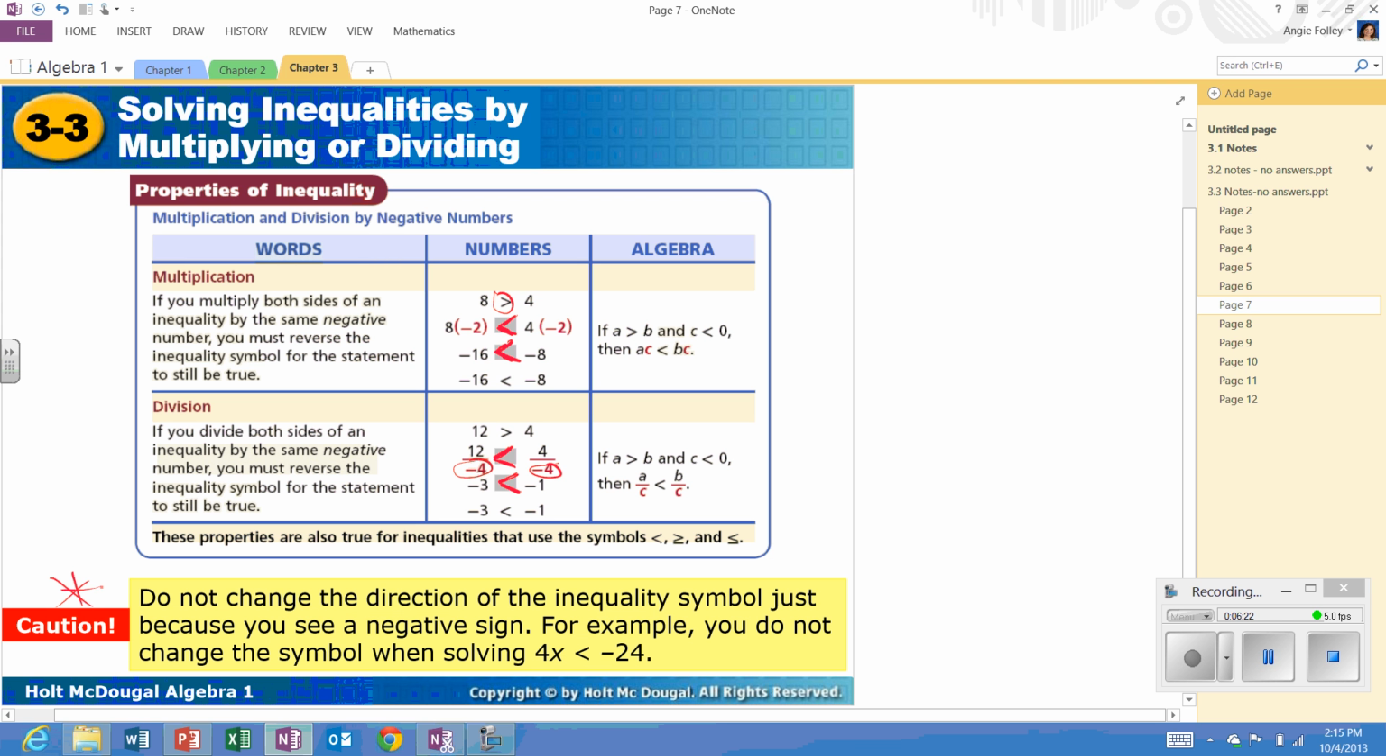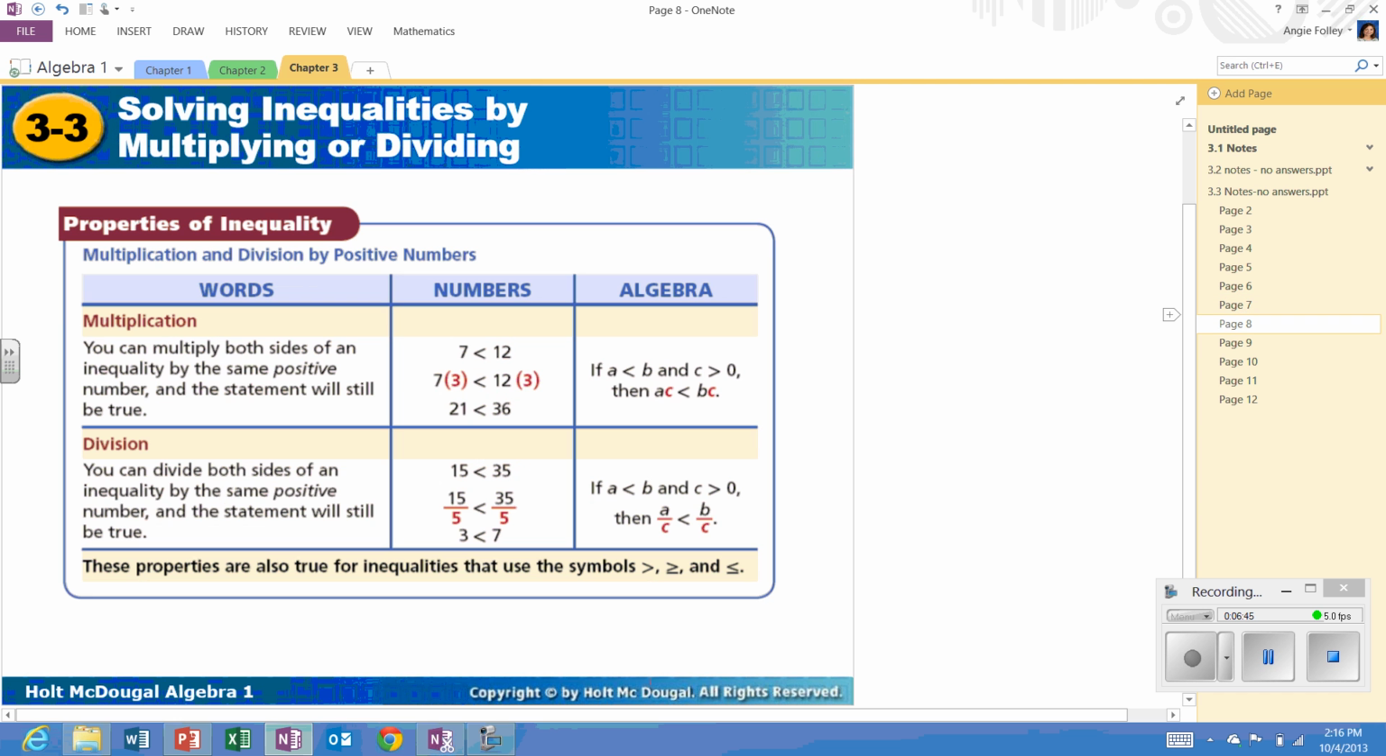However, please be cautious. Don't change the direction of the inequality just because you see a negative sign. For example, don't change the symbol if you're solving 4x is less than -24, because technically you would just be dividing by 4 to solve it, and you're not dividing by a negative number. Even though there's a negative number in the problem, you're not actually dividing by a negative number. So don't flip the sign for those types of problems. In other words, if I'm multiplying or dividing by positive numbers, I don't change anything. And that's what we did earlier in the lesson.